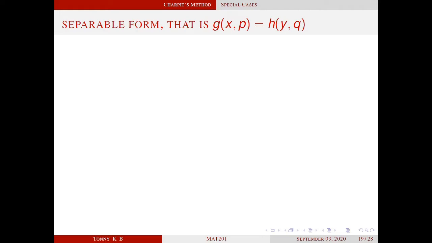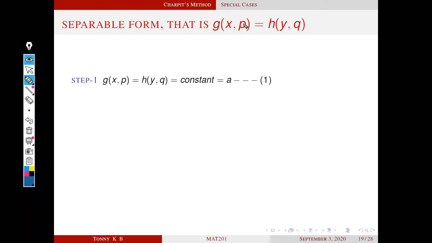That means one side is only a function of x and p, and the other side is a function of y and q. They are equal, and that is possible only when they are equal to a constant. That is our step 1. Both are equal to a constant, let it be a.